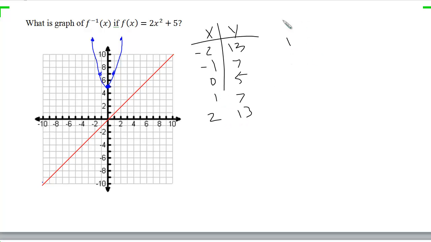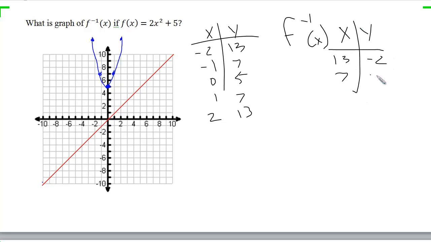So then the inverse f(x), all I'm going to do is flip these. Then I'll plot these. So we'll go over to 5, and we're at 0. Use a different color. We'll do this one in red. I'm at 7 and 1. 5, 6, 7, up here at 1. I'm at 7 and negative 1.